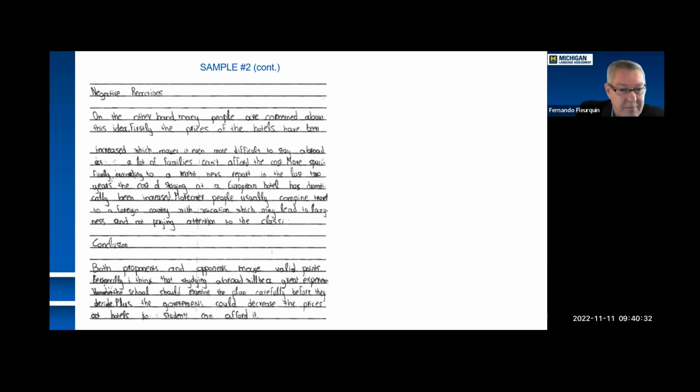Conclusion. Both proponents and opponents make valid points. Essentially, I think that studying abroad will be a great experience. However, the schools should examine the plan carefully before they decide. Plus, the governments could decrease the prices of hotels so students can afford it.